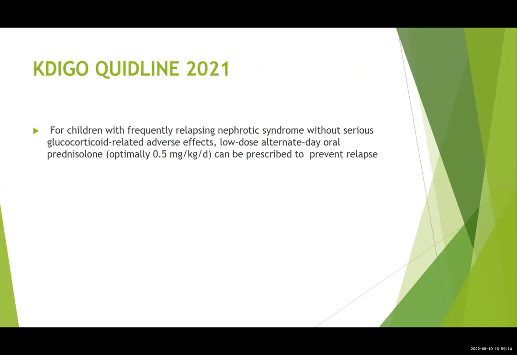For children with frequent relapse in nephrotic syndrome without steroid-related adverse effects, low-dose alternate day oral prednisolone, 0.5 milligram per kg per day alternately, can be prescribed to prevent relapse. But if the patient has steroid toxicity, it is better to change to other treatment.